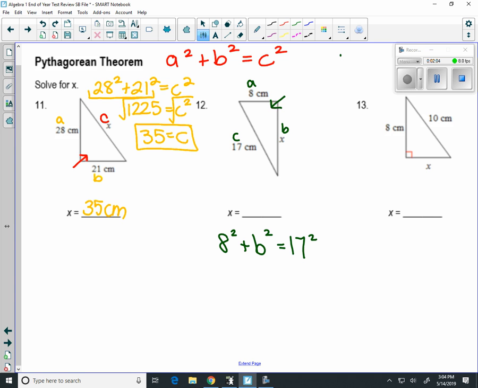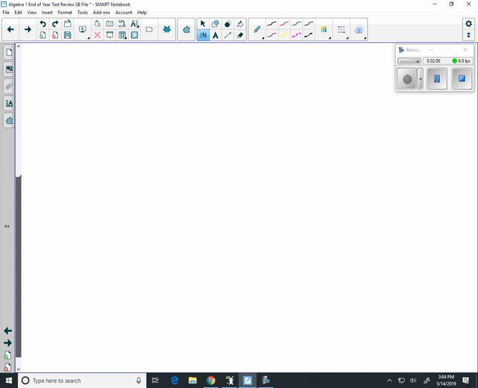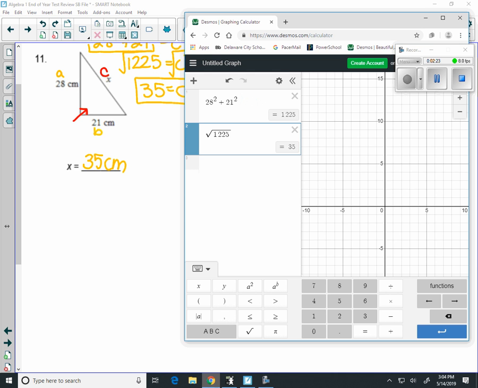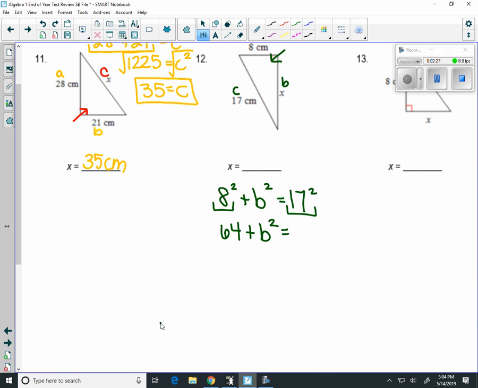Students in my classes have been doing this a couple different ways. I feel like if you're watching the video, it's probably because you need a little help. If you're needing help, we're going to treat this like a normal equation. I'm going to do 8 squared and get 64. I'm going to do 17 squared and get 289. And now we're just going to solve for b like normal.